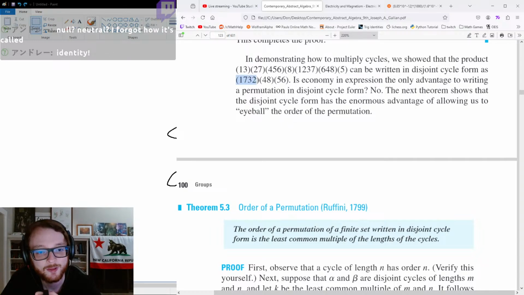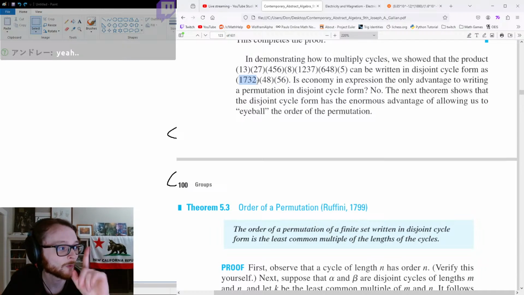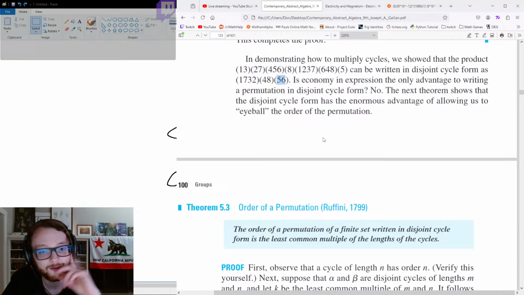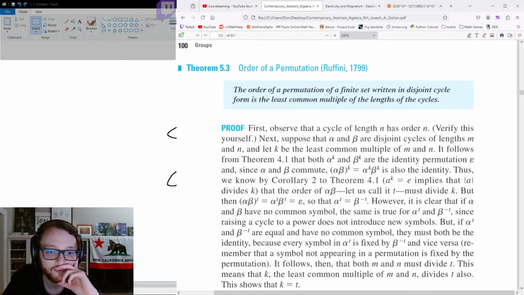So the LCM of these would be, I mean, we have 4, 2, and 2, so 4 is the order of this cycle. That makes sense. Because you'd have to do this one thing 4 times to make it go back to the original order. And because 4, 8, and 5, and 6 are length 2, you're just swapping them back and forth twice. Okay. That works.